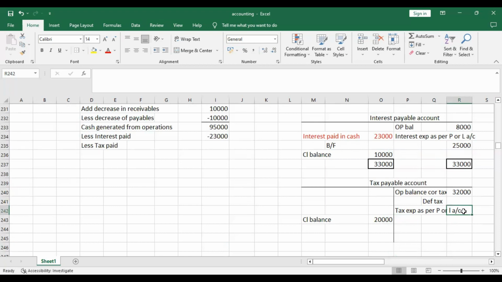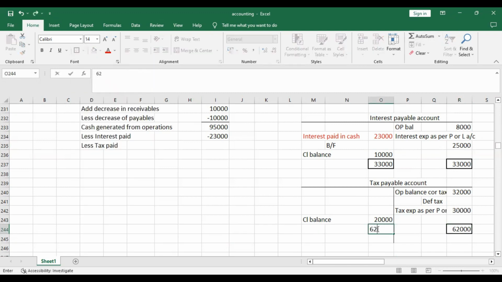Now, you have opening balance of 32,000 and current year tax of 30,000, but your closing balance is showing only 20,000. That means you might have paid some amount of tax in the current year. What is the total? 62,000 should have been there, but your closing balance is showing only 20,000. So in that case, the balance is called cash, tax paid in cash.